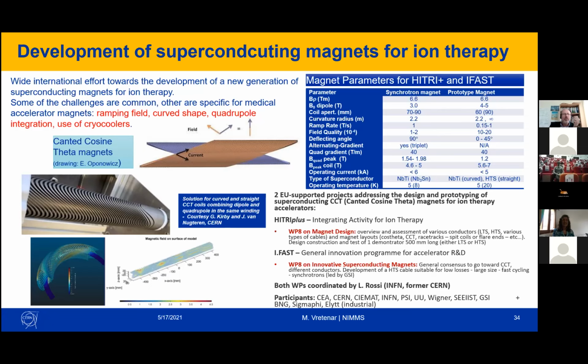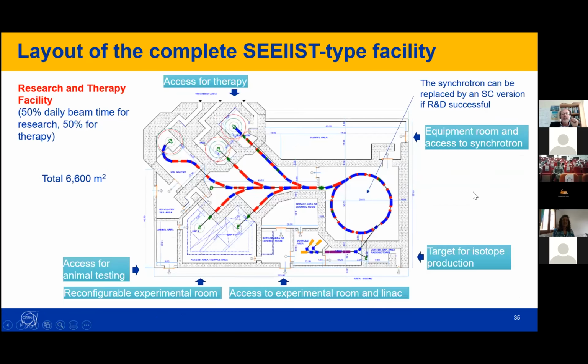Canted cosine theta magnets for new ion therapy are the subject of two European projects that have been recently approved. One is the project that is supporting this school where we are now, which is HITRIplus. HITRIplus has a strong work package on magnet design of this type, canted cosine theta, for ion therapy. And then there is another project called IFAST that also has a work package on industrial prototyping of future generation ion therapy magnets. All this for the benefit of the CEIST facility.